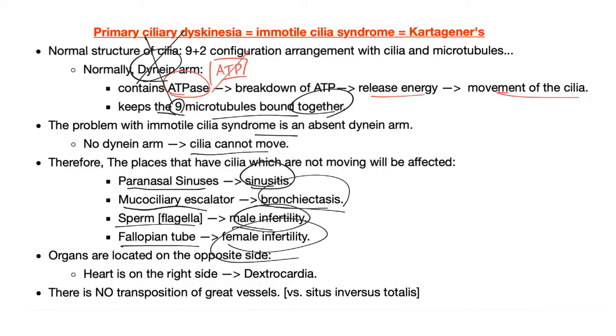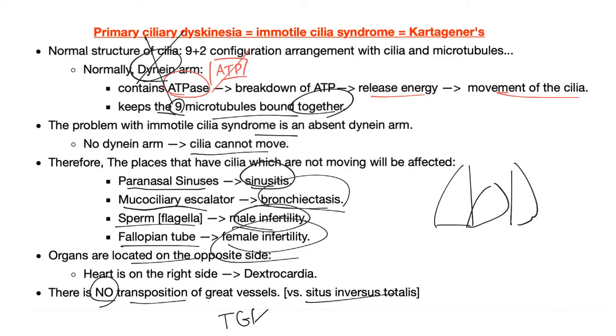Also, organs are located on the opposite side. Instead of your lung like this, and your heart in the center but pointing to the left, it's the opposite, baby. It's in the center but pointing to the right. But there is no transposition of great vessels, and this is different from situs inversus totalis, because situs inversus totalis will have dextrocardia plus transposition of great vessels, which is a cyanotic congenital heart disease, right to left shunt.